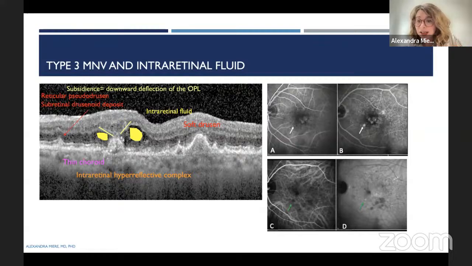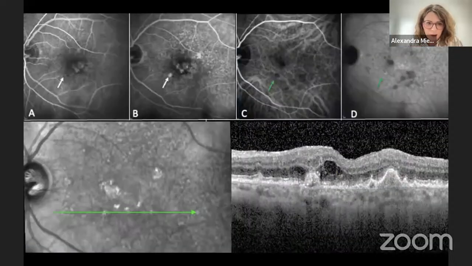And typically, in the late frames of the ICG angiography, there is a little hotspot. So this small hyperfluorescent lesion corresponds to type 3 macular neovascularization. And of course, in some cases, we can also see hyperreflective foci.